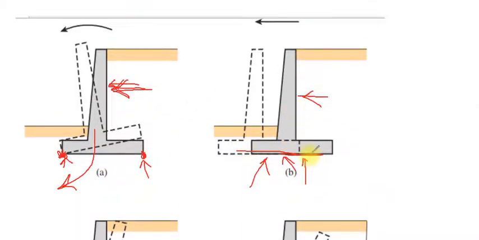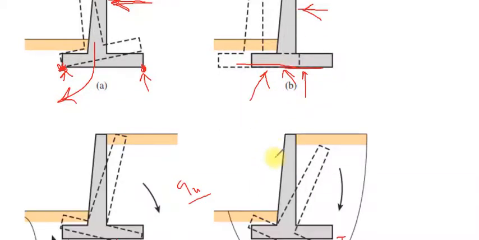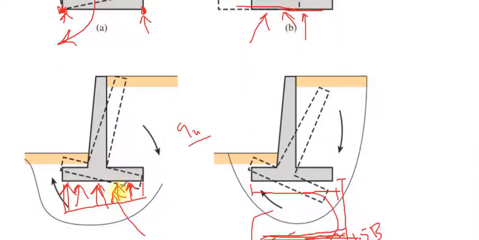We have to compute the factor of safety against the sliding. As the friction between the base of the retaining wall and the soil increases, the factor of safety against the sliding increases also. The third case is the loss of the bearing capacity.